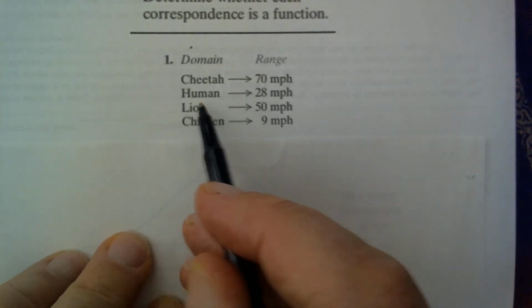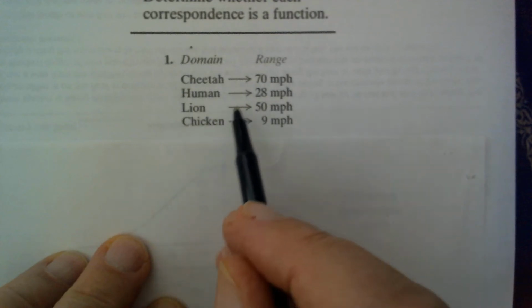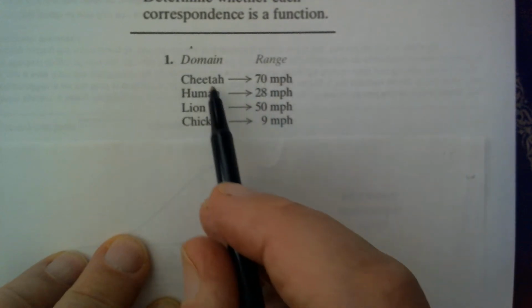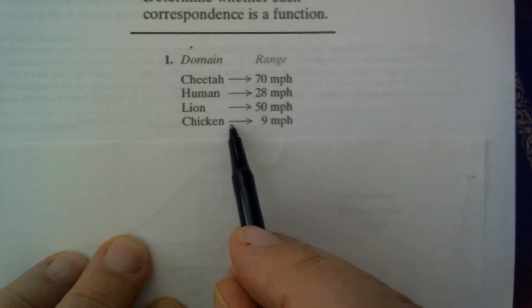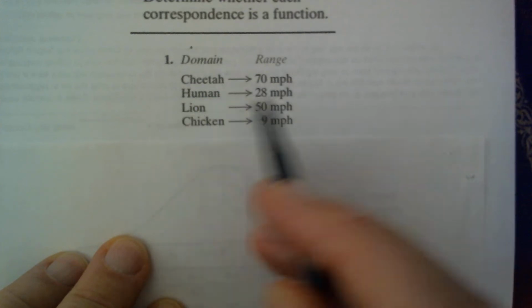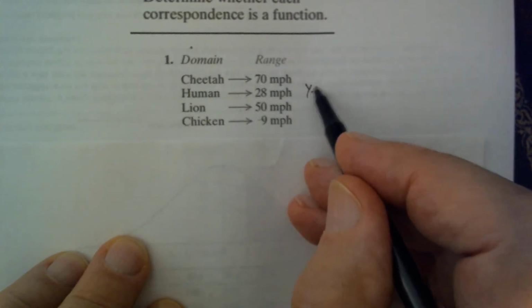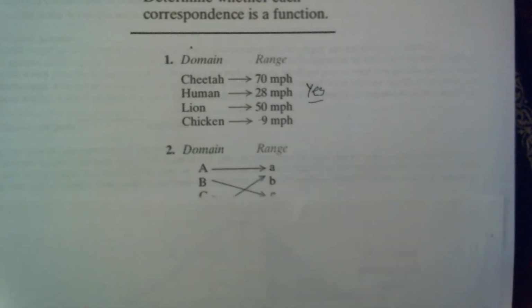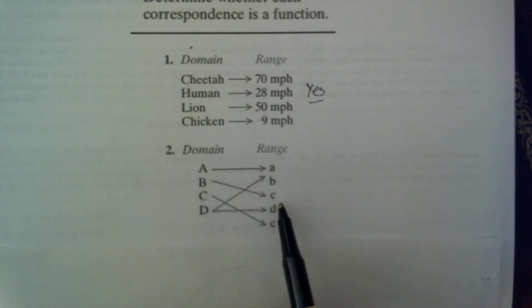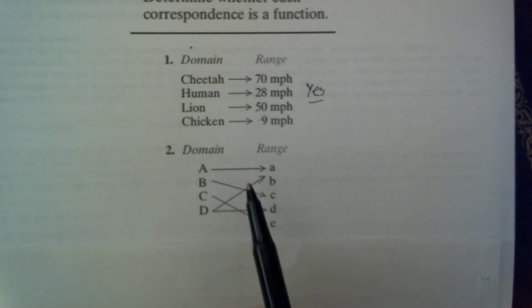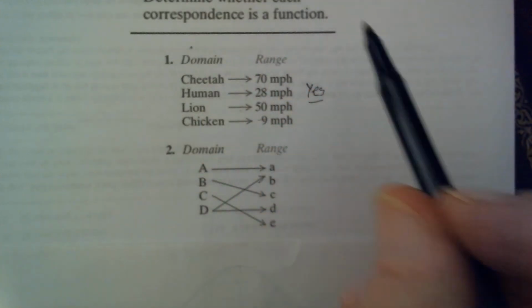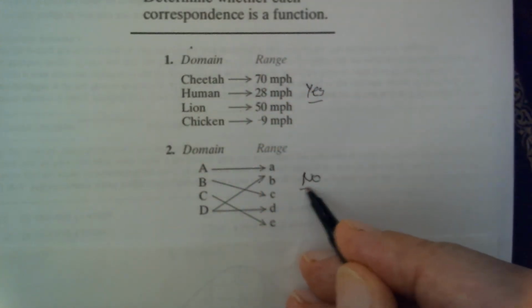In the first case, we have the domain as these animals, and then the range as their speed. So the cheetah can go 70 miles an hour, etc. And there's a one-to-one correspondence, so this is a function. In the second example, A relates to a lowercase a, B relates to C, and C relates to C, but D relates to 2 different ones, so we don't have the requirement of exactly one member of the range, so this is not a function.